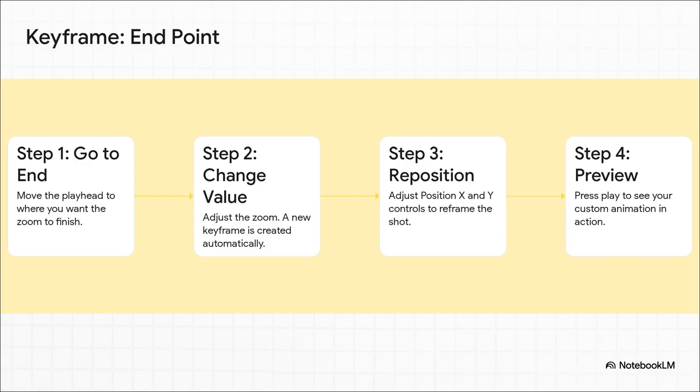Now for part two, the end point. Move your playhead to where you want the zoom to finish. And here's the coolest part. You don't have to click the diamond again. Just change the zoom value. That's it. Resolve is smart enough to know what you're doing, and it automatically drops in that second keyframe for you. Reframe the position if you need to, hit play, and boom, you just made a custom animation.